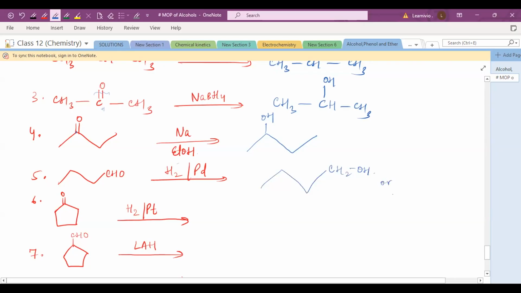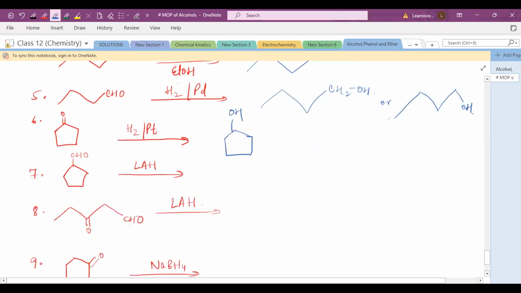And simply you can also write it like this: this is 1, 2, 3, and this is fourth carbon, 4 carbon here, OH. Next one. OH will be in place of this one. CH2OH. Yes.